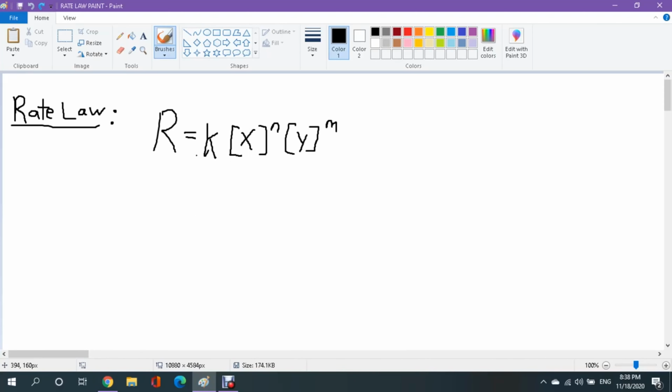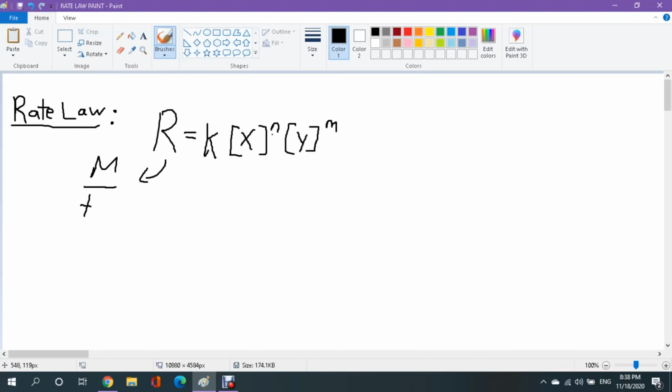R, which is the rate, is equal to K, which is the rate constant, multiplied by the concentration of x to the power of n, multiplied by the concentration of y to the power of m. So R, since R is the rate, then the unit is molar per time, and time can be anything, seconds, minutes, hours, days, whatever they give you in the question, you just use it. And K is the rate constant, which I'll explain later.